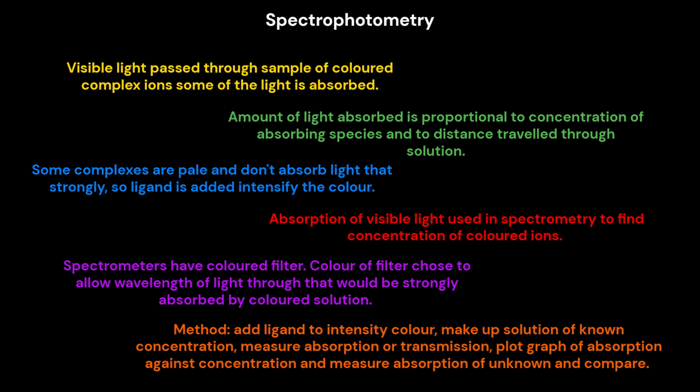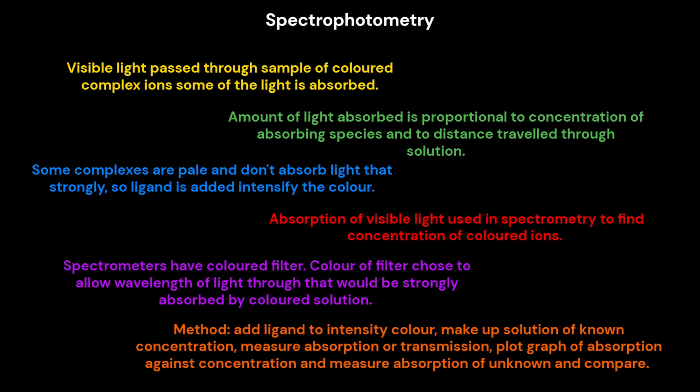Spectrophotometry. Visible light is passed through a sample of colored complex ions. Some of the light is absorbed. The amount of light absorbed is proportional to the concentration of the absorbing species and to the distance traveled through the solution. Some complexes are pale and don't absorb light that strongly, so a ligand is added to intensify the color. Absorption of visible light is used in spectrometry to find the concentration of colored ions.